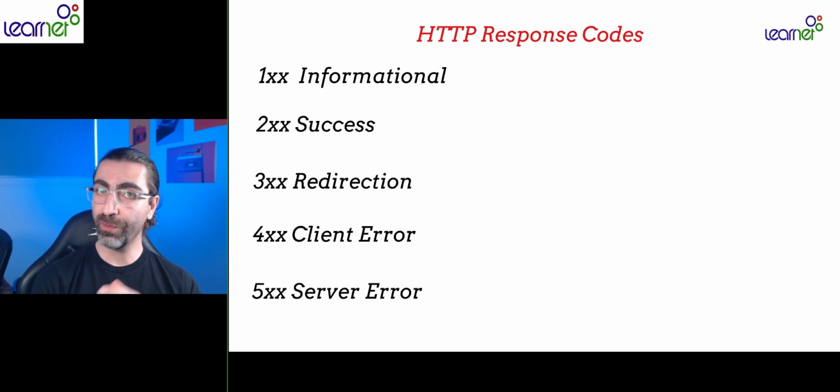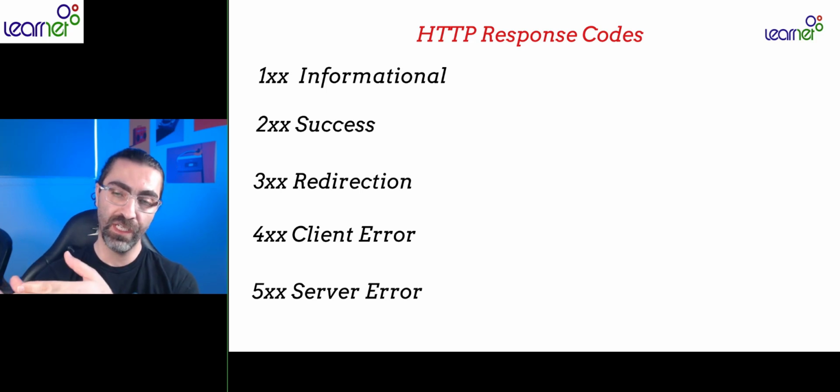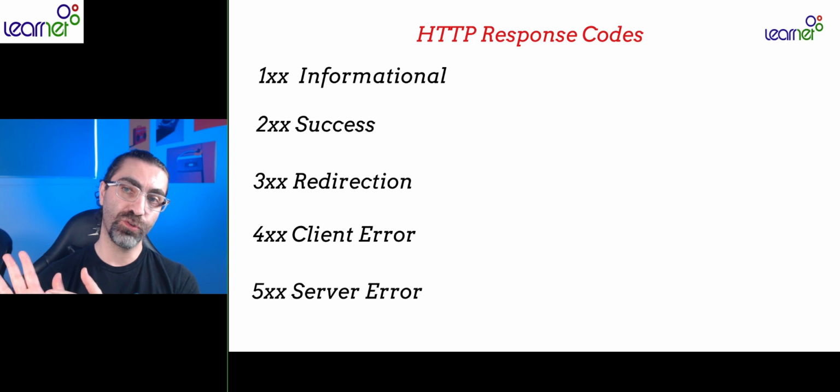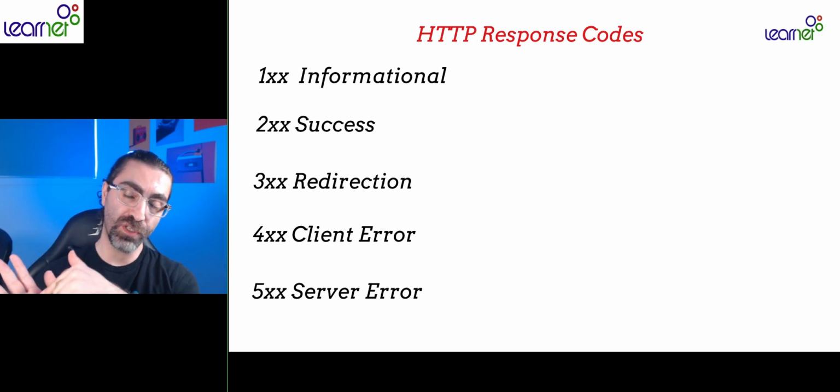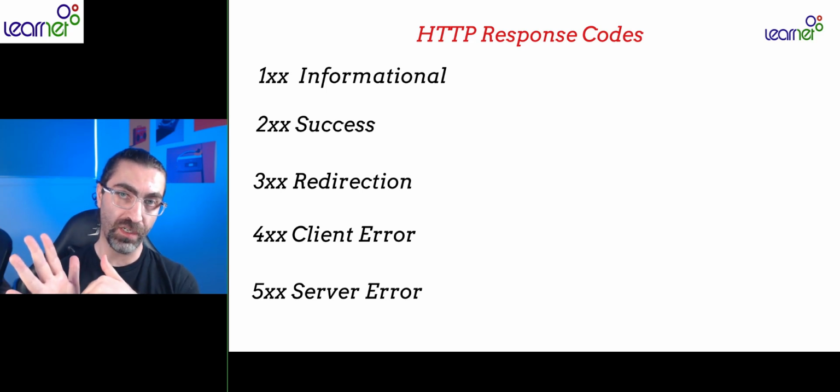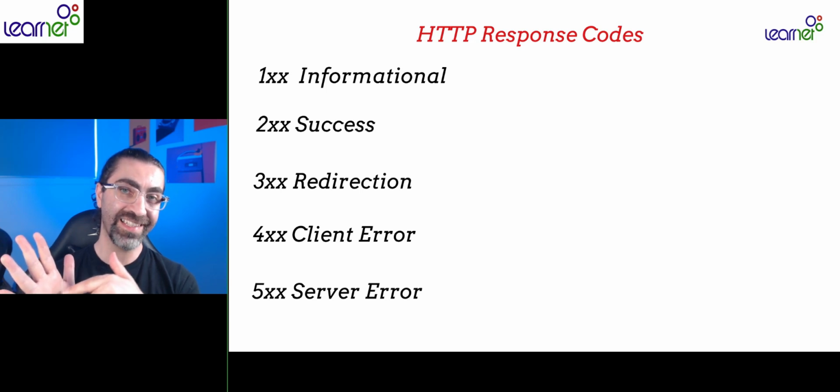300s are redirections. For example, when you call an API on a server and that server needs to send you to another server, the response you receive from the initial server is 300, and it tells you where to go.